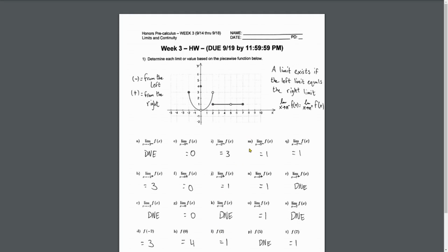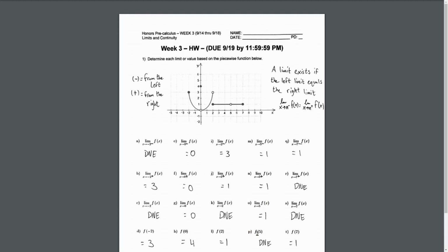The next x value is x equals 5. So when we look at x from the left, all the y values are 1. When we look at it from the right, the y values are also 1. So the left limit is 1, the right limit is 1, which means the overall limit is also 1.